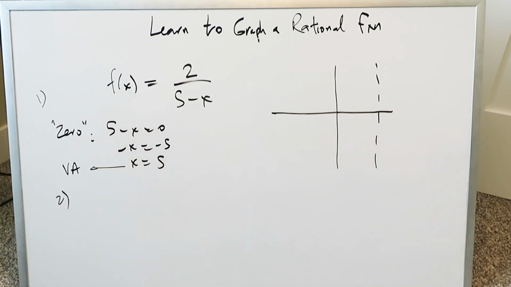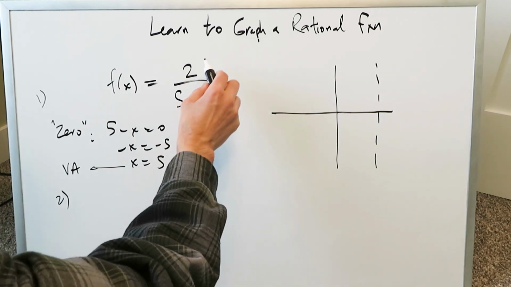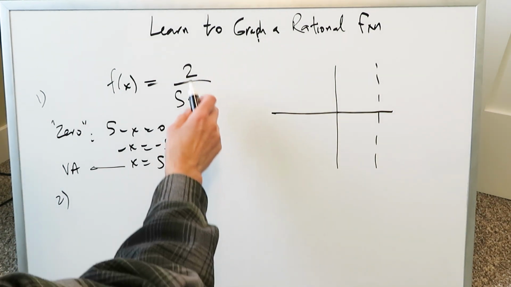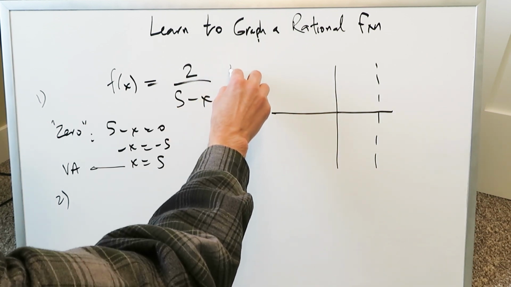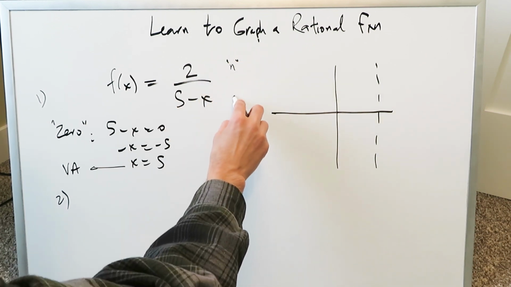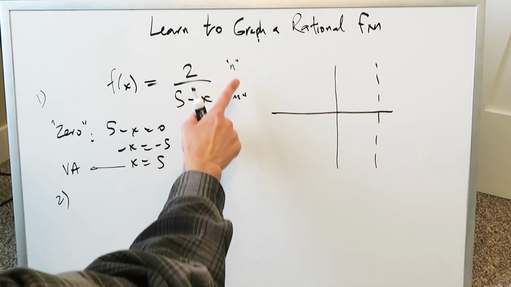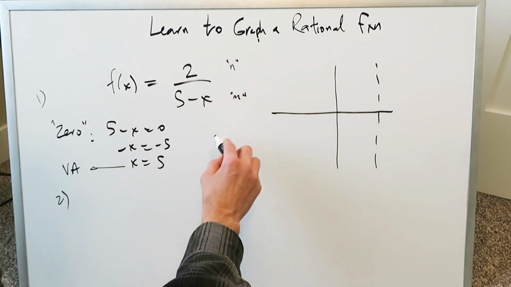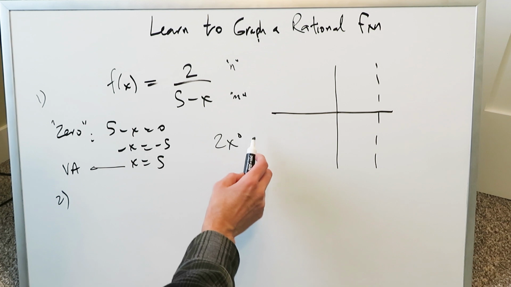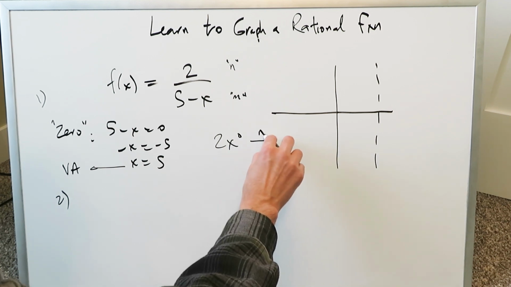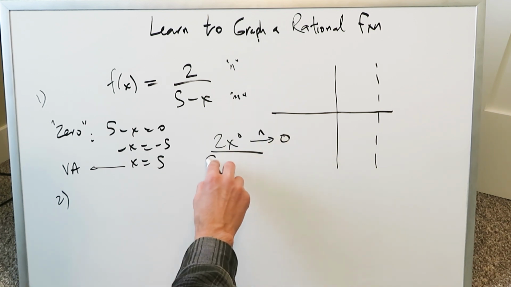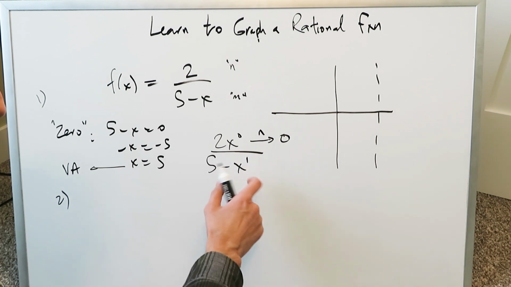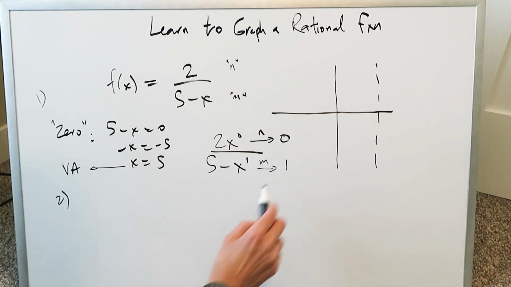Step number 2, determine if there's a horizontal asymptote or not. You can determine the horizontal asymptote by looking at the numerator and the denominator. In the numerator you want to look at something called n, and in the denominator something called m. n represents the highest order, or degree, of the exponent of that variable in the numerator. In the numerator you don't see a variable, but technically you do: it's 2x to the power of 0. Therefore, your n value here in the numerator is 0. In the denominator, you see 5 minus x to the power of 1. Here your m value is 1.